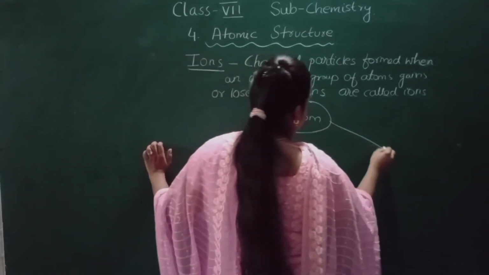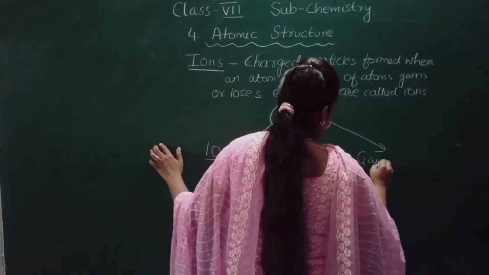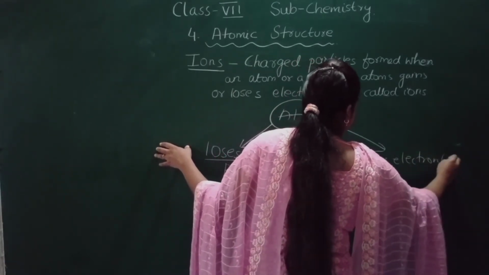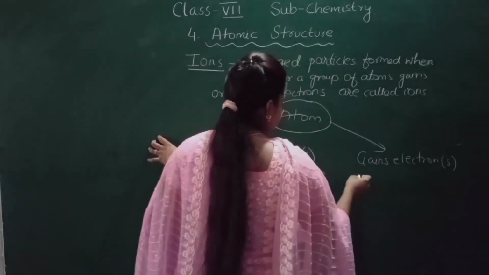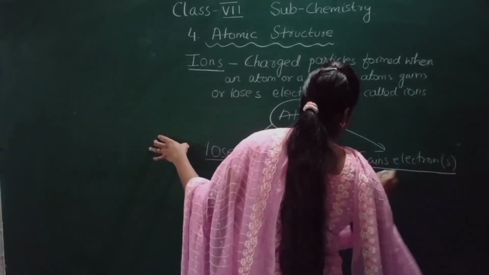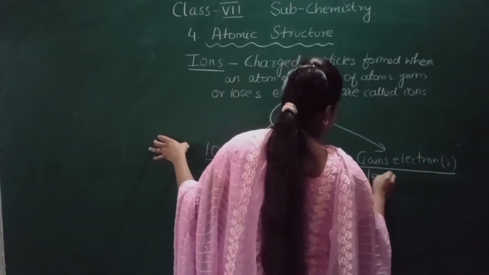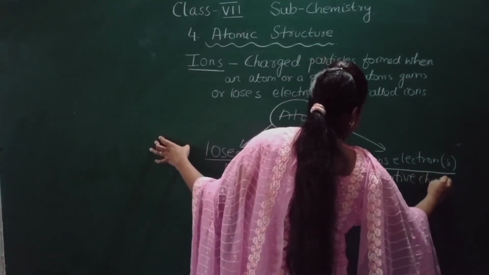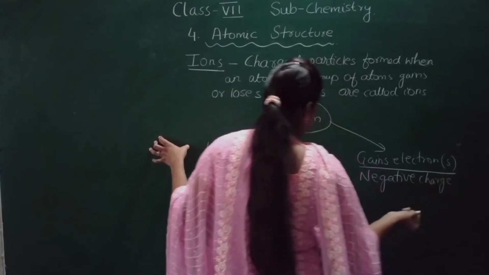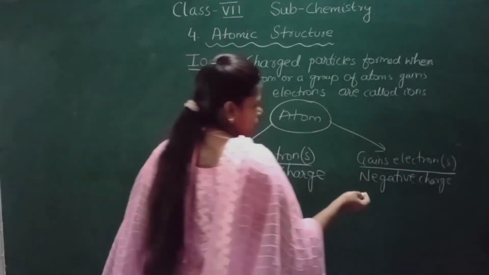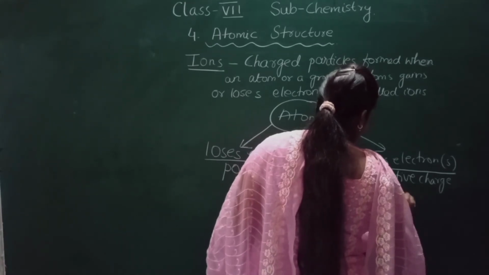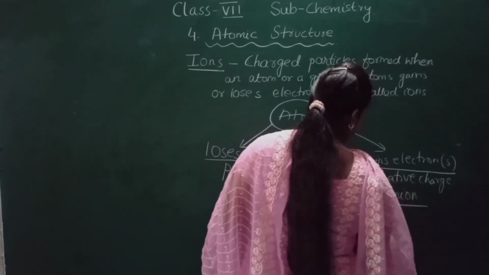And when it gains the electron, which charge will the particle have? The particle will have a negative charge, and it is known as what? It is known as an anion. Okay, it is known as an anion.